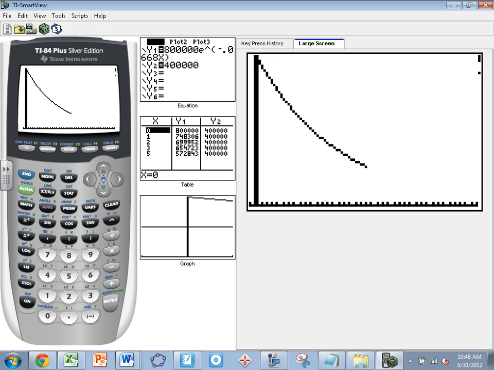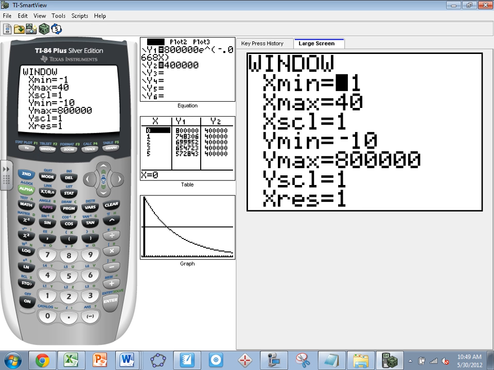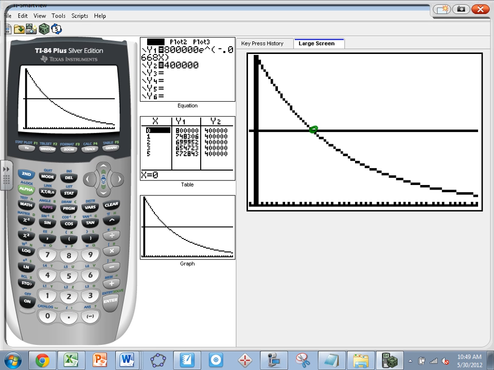Take a look. There's your exponential decay function, right? Doesn't it look a lot better now that we've changed our x max to 40? So all we did just there was go to our window and make the x max 40. So we can see now, look at our first quadrant. In our first quadrant, they intersect right here. So how do you find that intersection again?